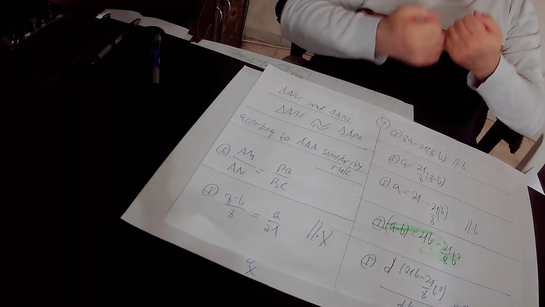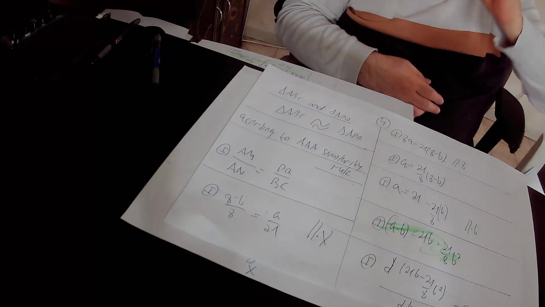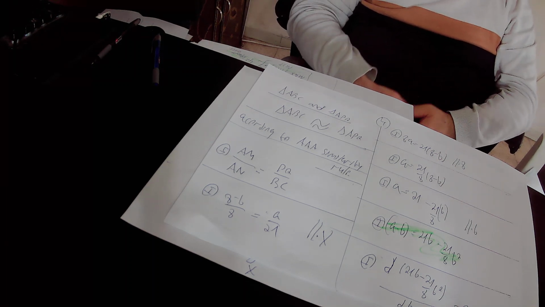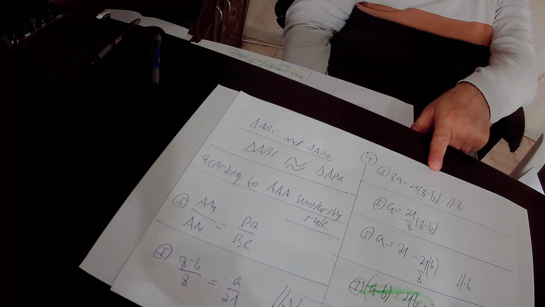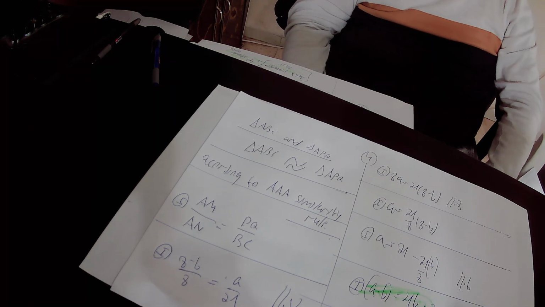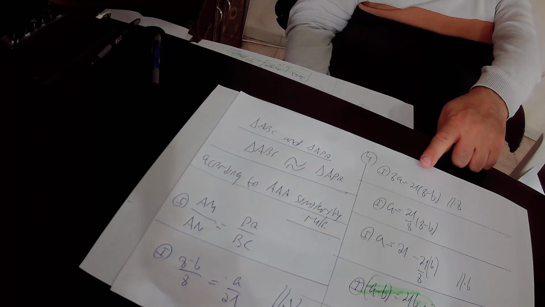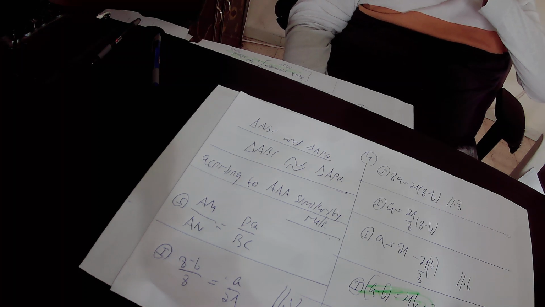So according to equation 1, we found that (8 minus B) over 8 equals A over 21. Here we can multiply this equation, and finally found that 8A equals 21 times (8 minus B). Here we divide this equation by 8, and finally found that A equals 21 over 8 times (8 minus B).